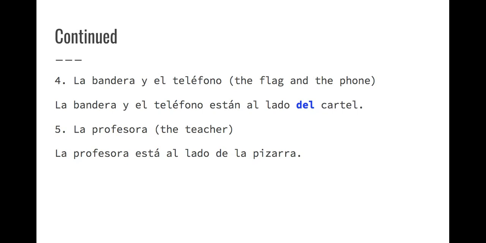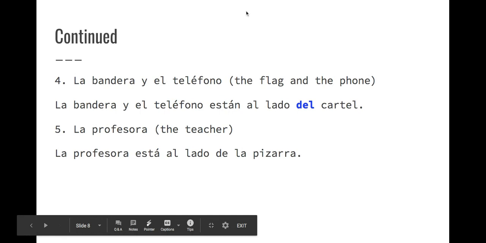Now, this is plural because we have two items. So the flag and the phone are están, la bandera y el teléfono están al lado del cartel. Okay, they are next to the poster. Notice that I did not write de el, okay, del cartel, because it's masculine. And number 5, la profesora, which is me. La profesora está al lado de la pizarra. Okay, the teacher is next to the blackboard. All right, so this concludes your notes, and you are going to go on and do the quizzes and then do the project, which I included my example in.